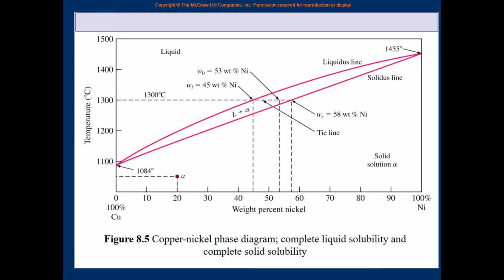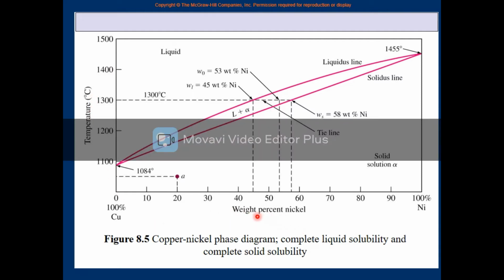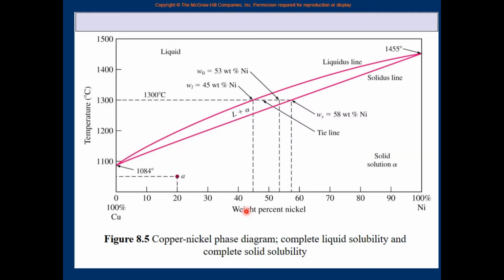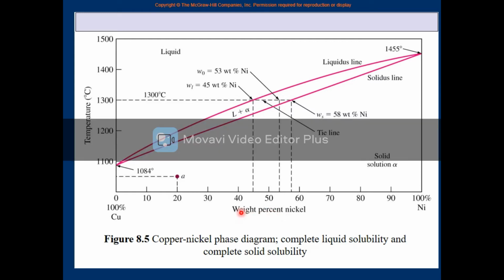Let us see. What is the vertical axis? It is the temperature in degrees Celsius. What is the horizontal axis? It is the composition. If you remember, there was one thing bad about chemistry. They call it weight when it is actually mass, right? This is weight percent nickel, but actually it is mass percent nickel. Because in earlier chemistry they used to call it weight percent, we still call it weight percent, but technically it is mass percent.